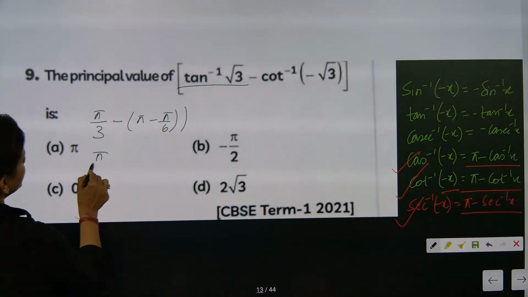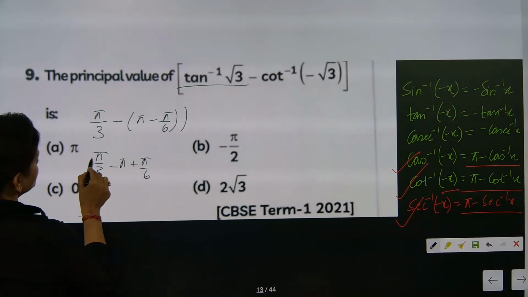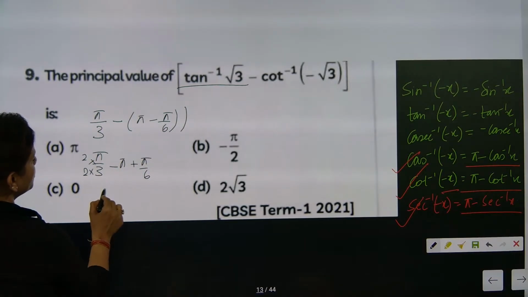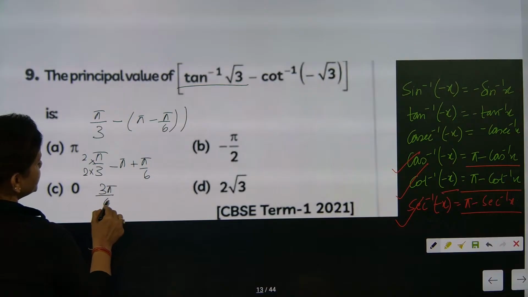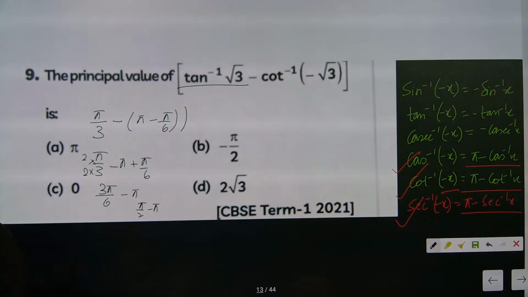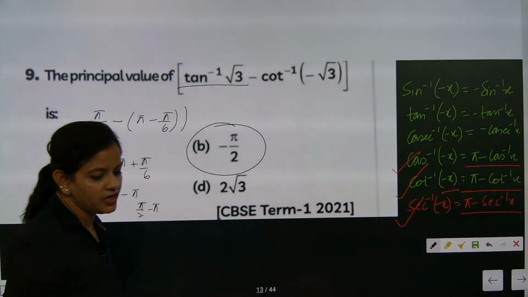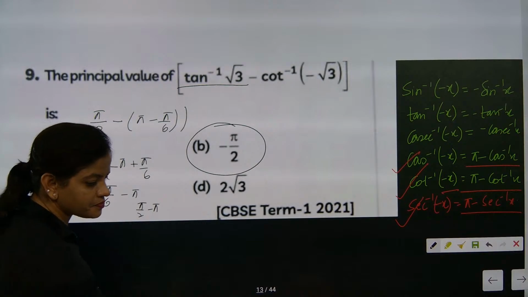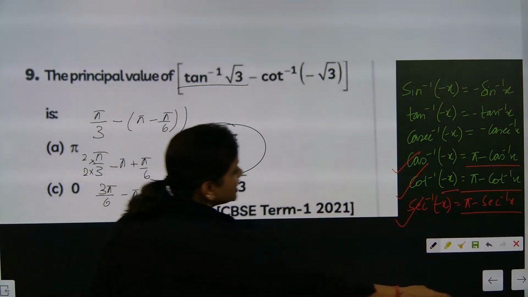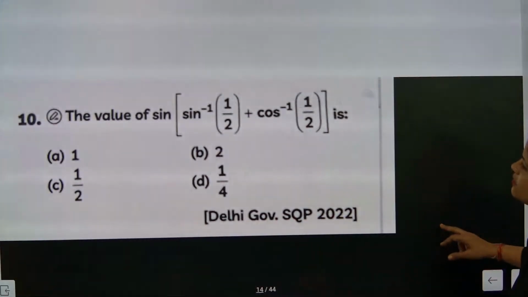So how much is it coming? Pi by 3 minus pi plus pi by 6. If we multiply 2 and 2, it will become 3 pi by 6 minus pi, so pi by 2 minus pi. What is the answer? The answer is coming as minus pi by 2. Very good, well done children. Super, beta. Minus pi by 2 is the absolutely correct answer. But you must remember this formula when you are handling inverse trigonometry.